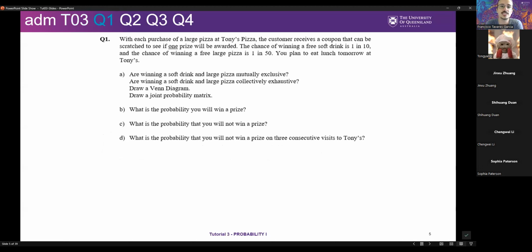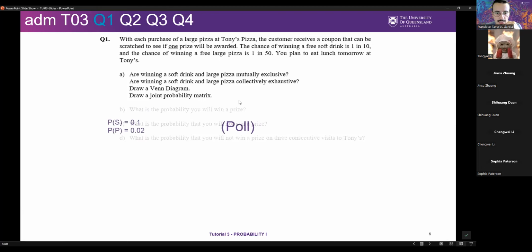With each purchase of a large pizza at Tony's Pizza, a customer receives a coupon that can be scratched to see if one prize will be awarded. The chance of winning a free soft drink is 1 in 10, and the chance of winning a free large pizza is 1 in 50. You plan to eat lunch tomorrow at Tony's. So we can start here with A.